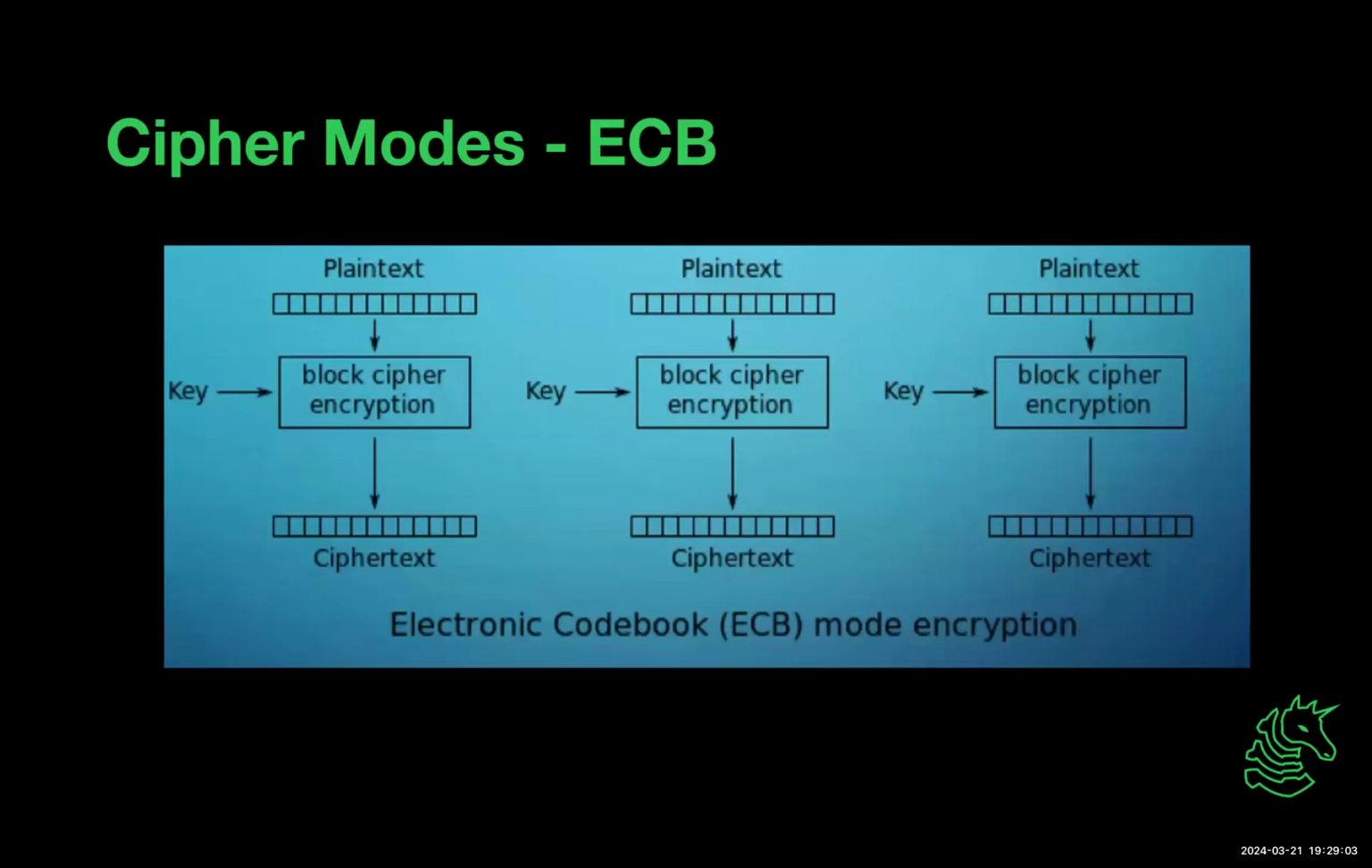So this is the diagram for ECB. Each block is independently encrypted of the rest. Does anyone know why this might be a problem? Because ECB is not secure. So in this example, the plain text is split up into separate blocks? Yes. So each one is of length 16 bytes and they're all independently encrypted.